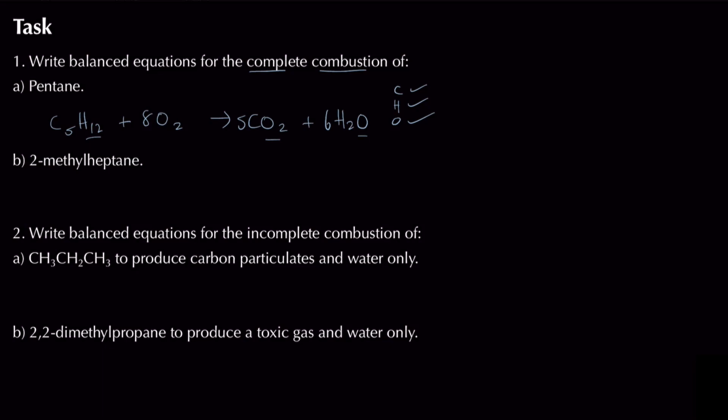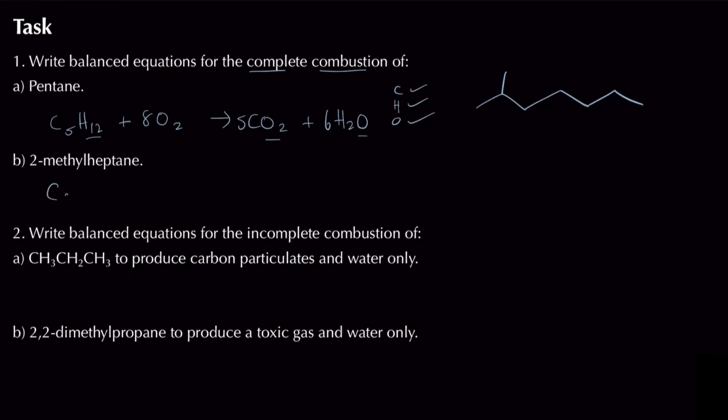Look at the next one, I've got 2-methyl heptane. I'm going to draw this structure out. 2-methyl heptane has 1, 2, 3, 4, 5, 6, 7 carbon atoms in the chain, and I end up with a methyl at this position. In terms of the number of carbon atoms, I've got 1, 2, 3, 4, 5, 6, 7, 8 carbon atoms in this alkane. The general formula is CnH2n+2.